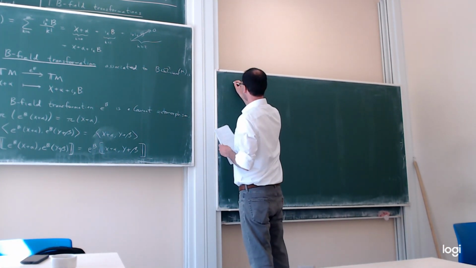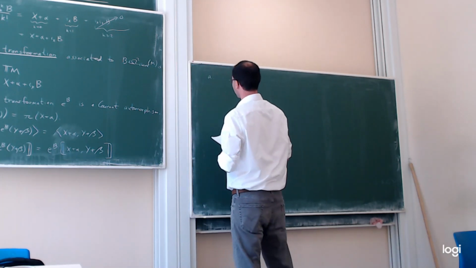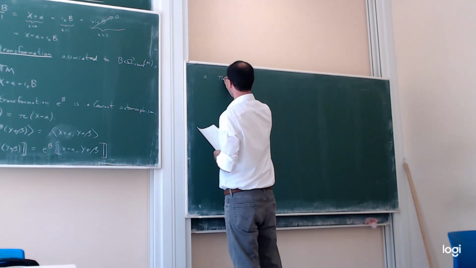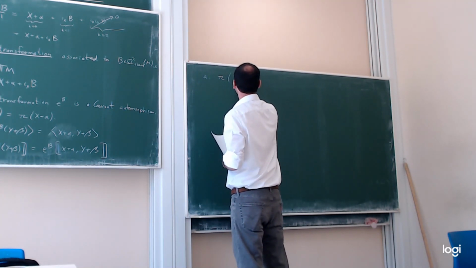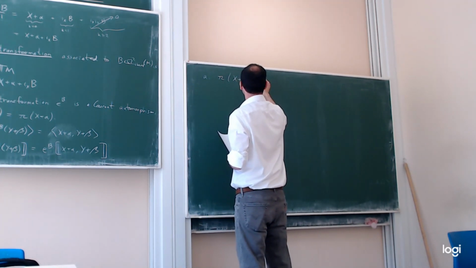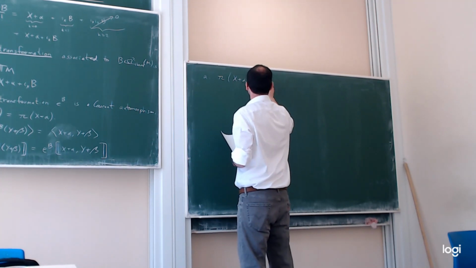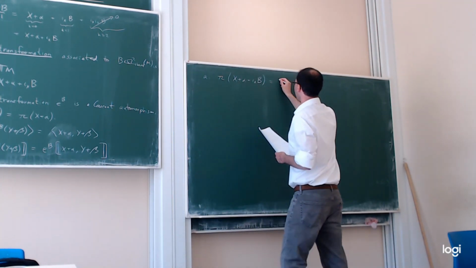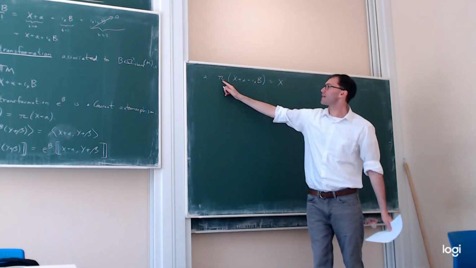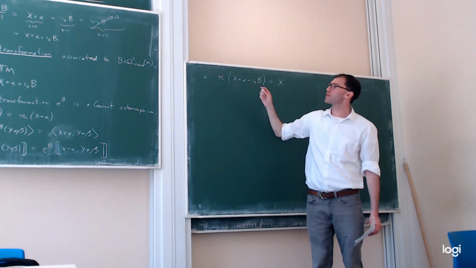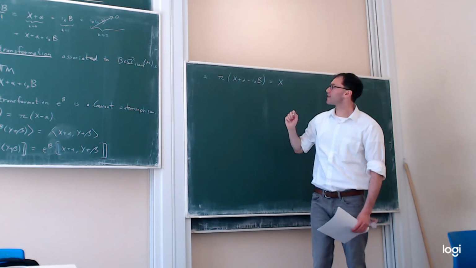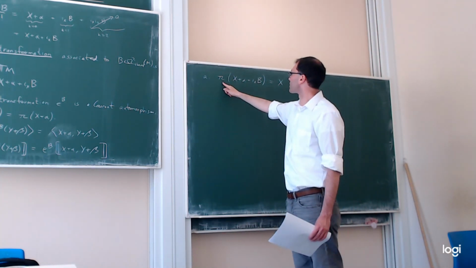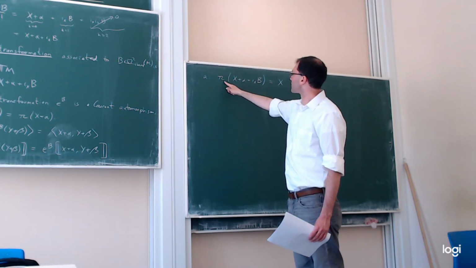So the first is the easiest. This follows immediately as pi of x plus alpha plus i_x beta is equal to x. So recall that pi, being the anchor map of the extended tangent bundle as a Courant algebroid, is just the projection to the tangent fibers.